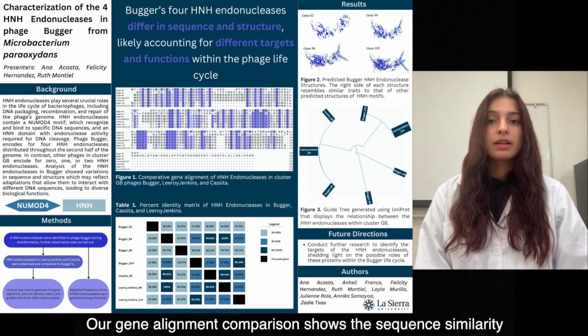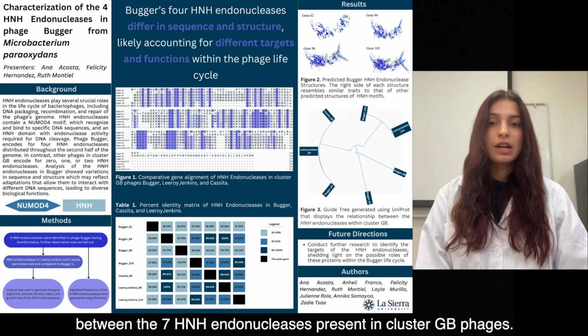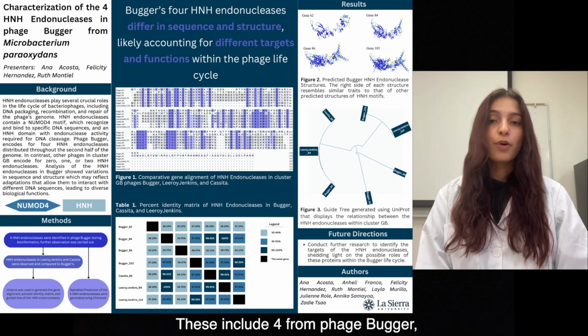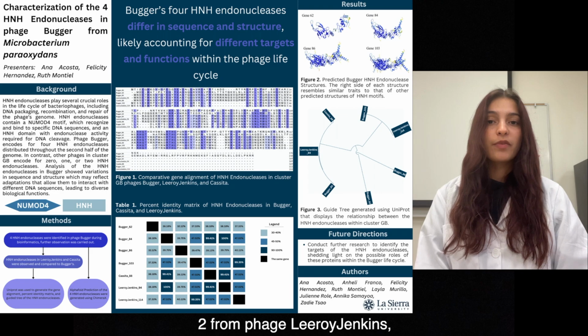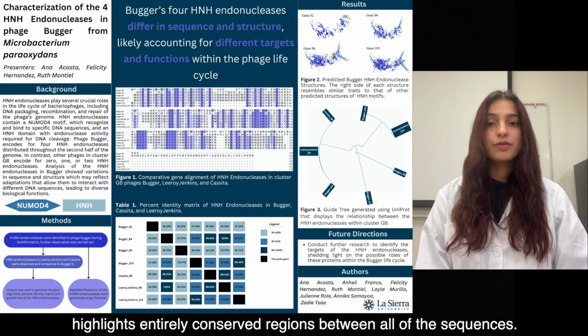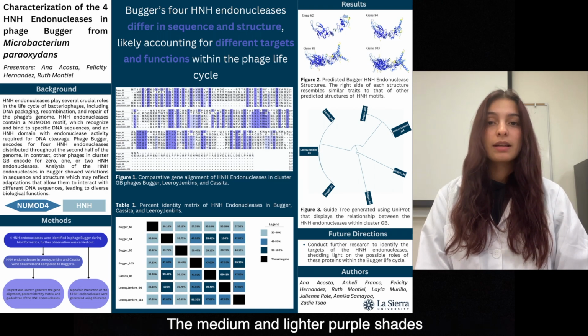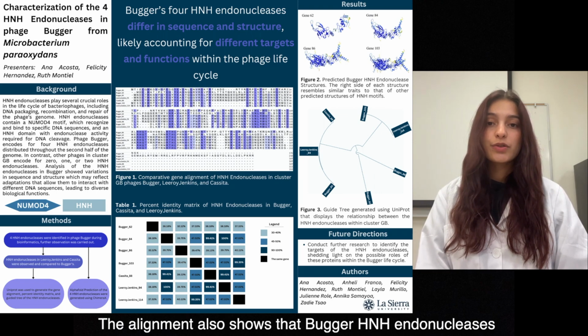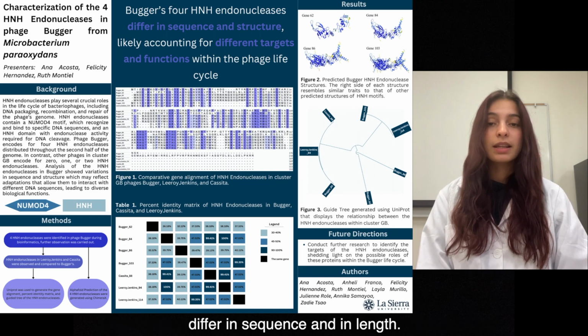Our gene alignment comparison shows the sequence similarity between the 7 HNH endonucleases present in cluster GB phages. These include 4 from phage Bugger, 2 from phage Leroy Jenkins, and 1 from phage Casita. The dark purple color highlights entirely conserved regions between all of the sequences. The medium and lighter purple shades identify regions that are partially conserved. The alignment also shows that Bugger HNH endonucleases differ in sequence and in length.